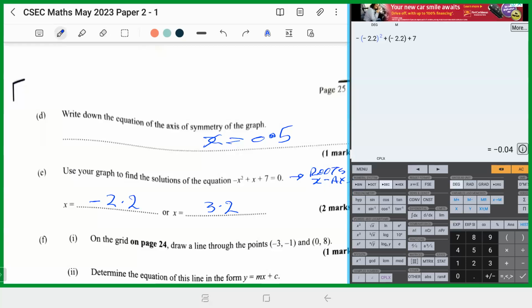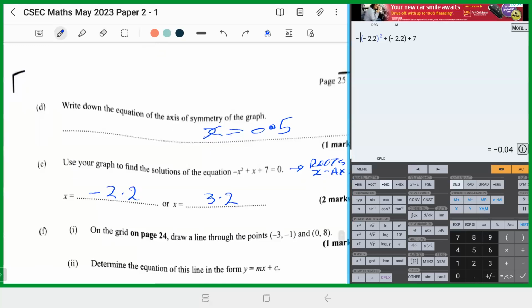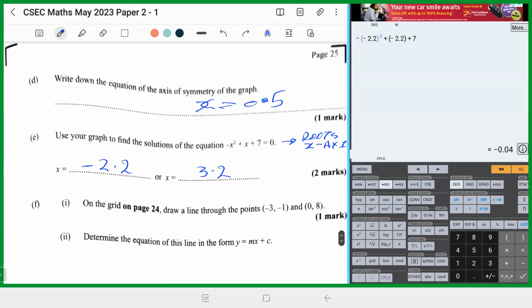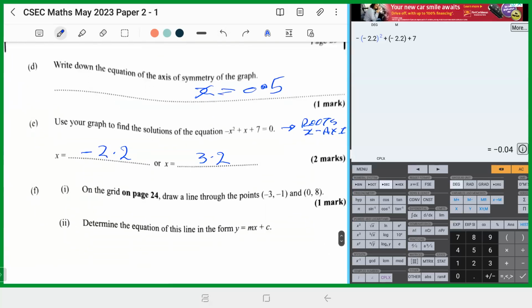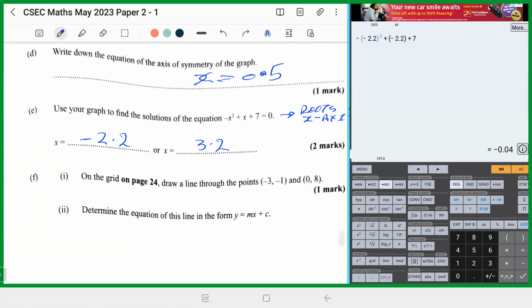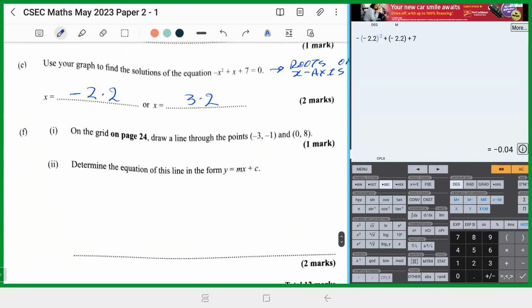We're using the graph, and we're giving the answer to 1 decimal place. If you wanted the actual values, you would solve the quadratic equation, which we're not going to do. You would have to use the quadratic formula or completing the square, because it can't be factorized in whole numbers. All right. So let's go.